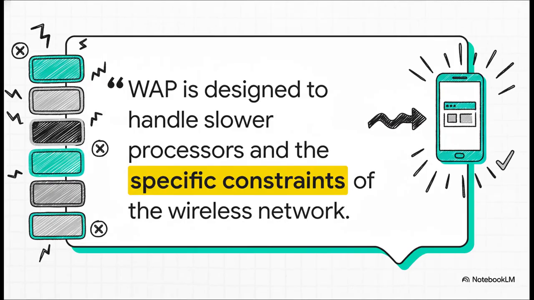So if there's one thing to take away, it's this. Every single layer of the WAP stack that we've just looked at was purpose-built to solve a problem. It was a complete top-to-bottom reimagining of how to deliver data in a world with some pretty severe technical limitations.